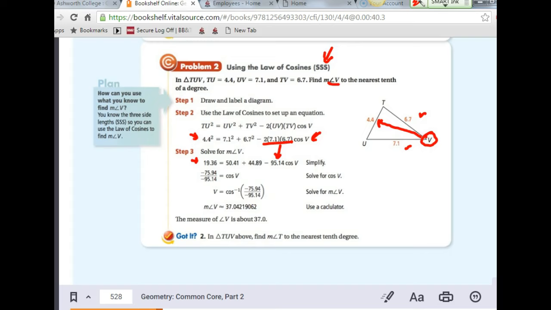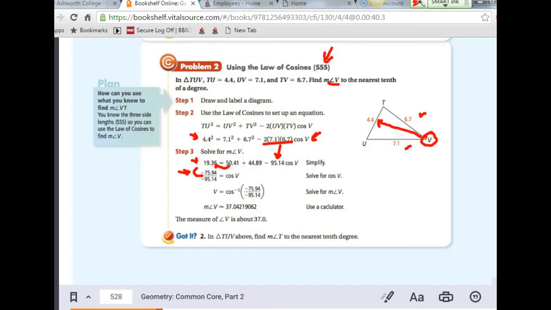the 50.41 and the 44.89, add that together, then subtract it over to this side, and that's where they're getting this number right here, okay, the negative 75.94. They added the 50.41 plus the 44.89, get a total, subtract that over to the other side, and you're going to end up with negative 75.94.